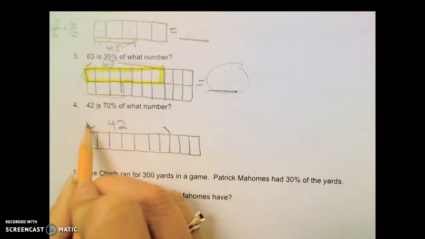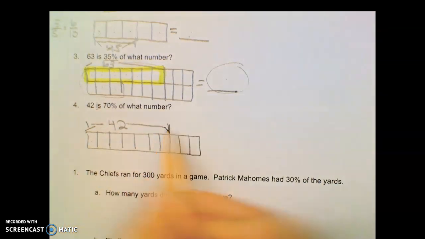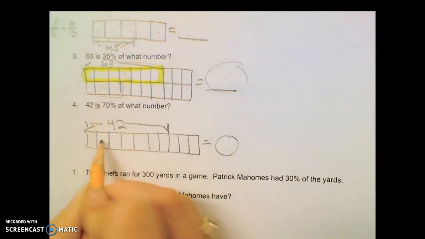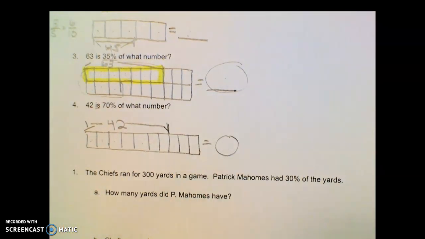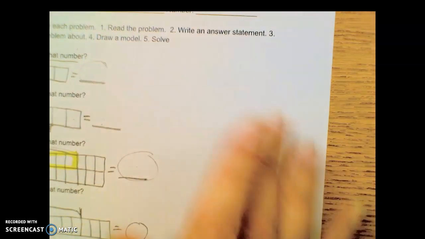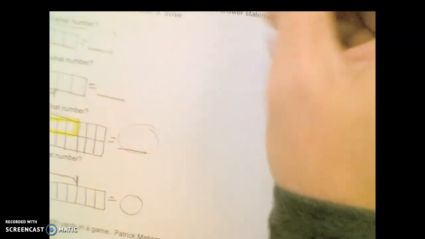So if that whole section right there is 42, what is each of these boxes? And then what would be in here to get me my total? I wish I would have done some of them like this, so let's add these over here.